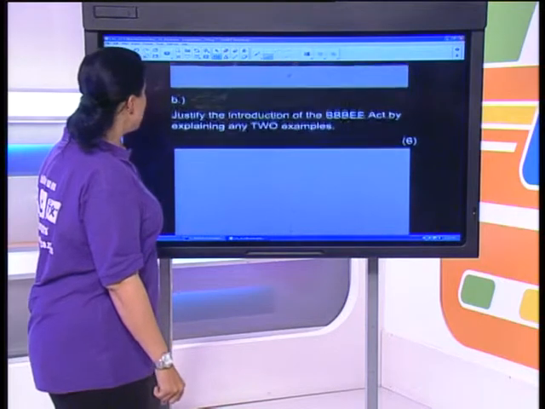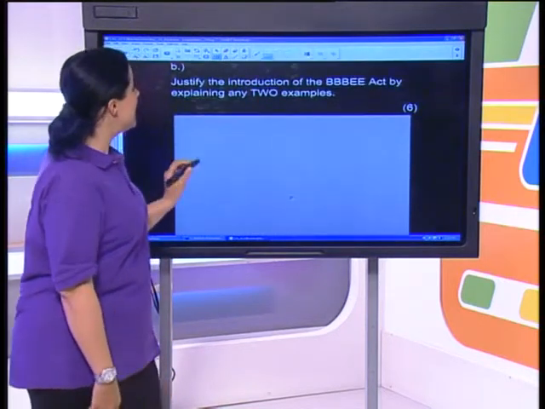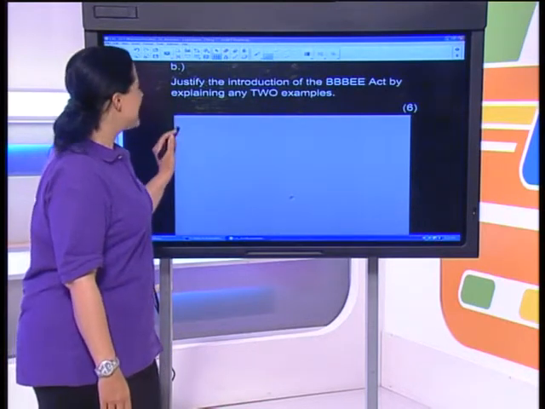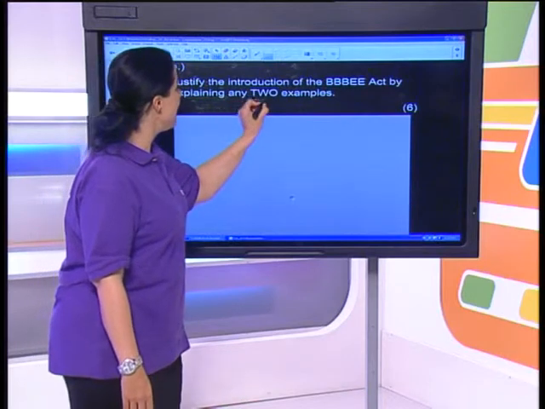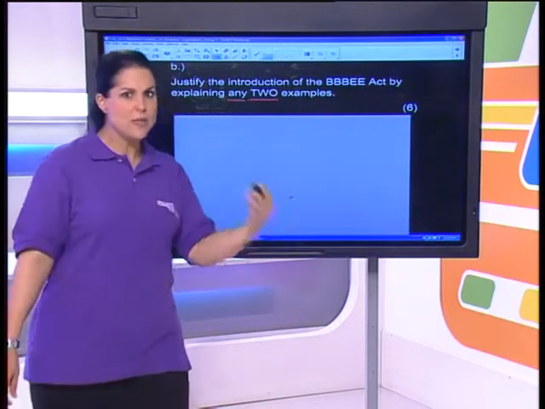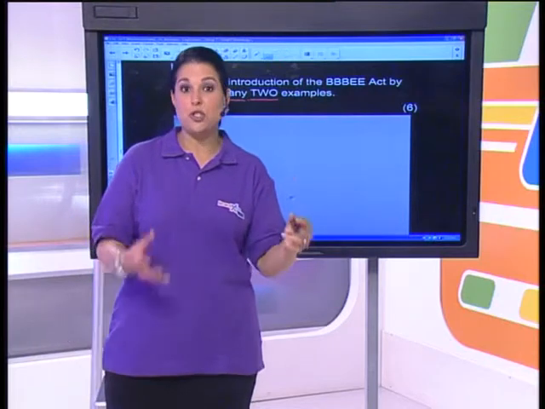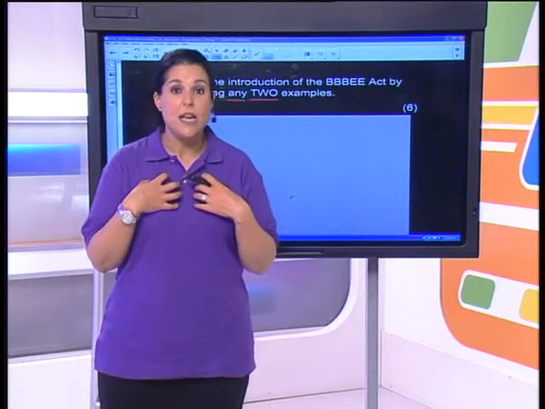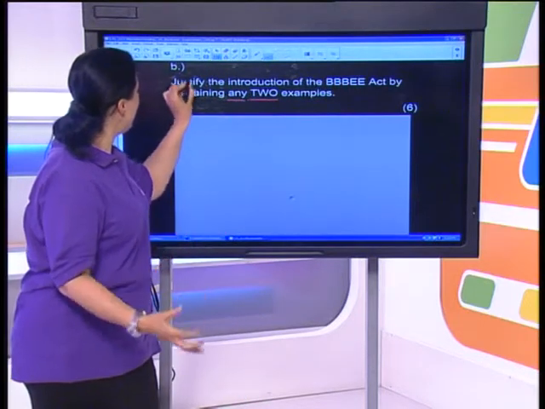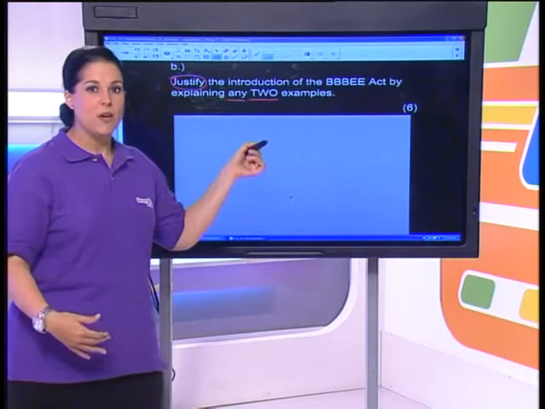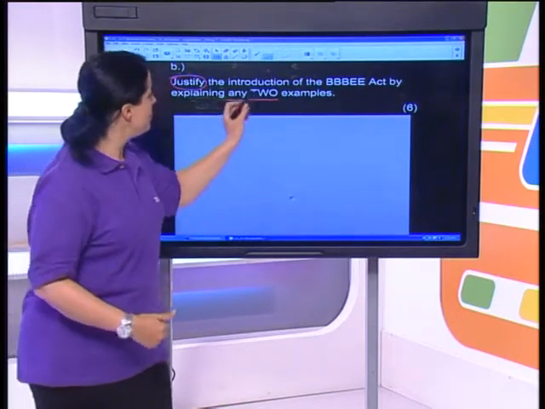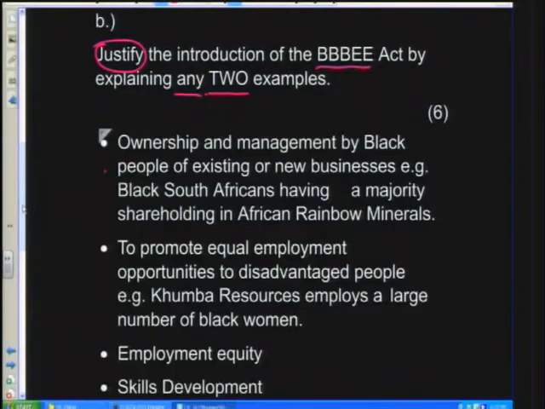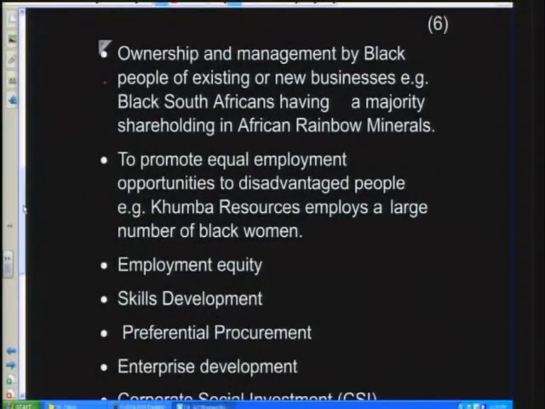Now, question number B says, justify the introduction of the BBBEE Act by explaining any 2 examples. So this is awesome. We love these questions because you can go and choose any two of your own examples of, look at this, justify. In other words, tell us why they introduced BBBEE. Let's have a look here.